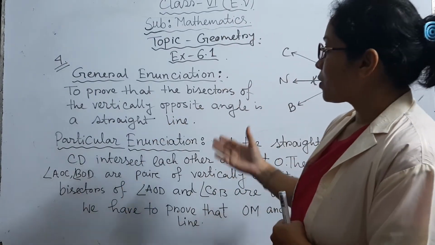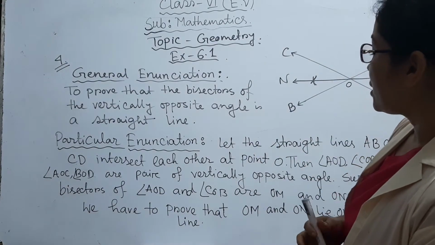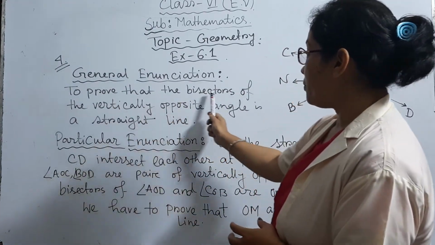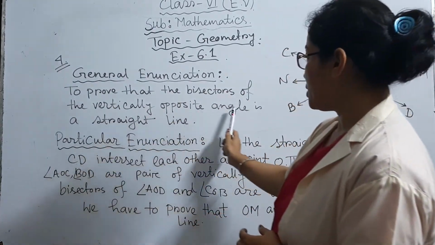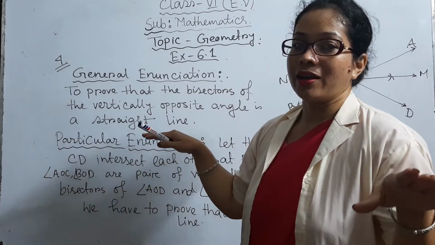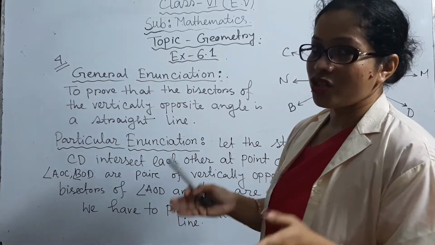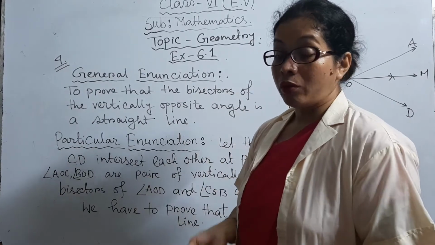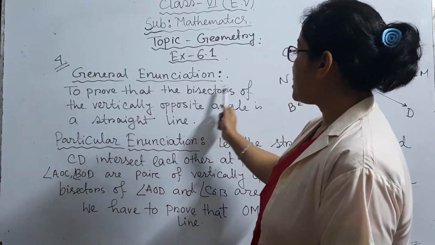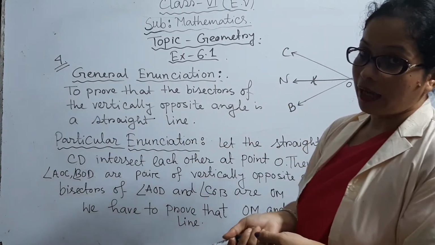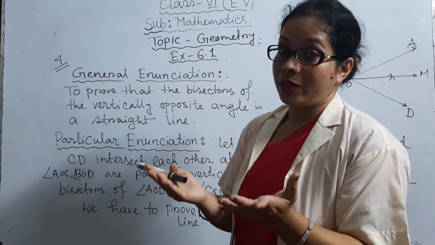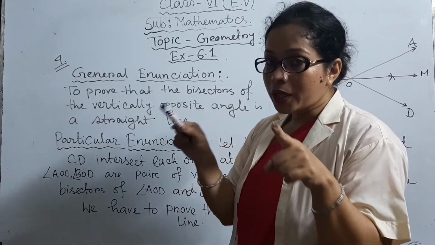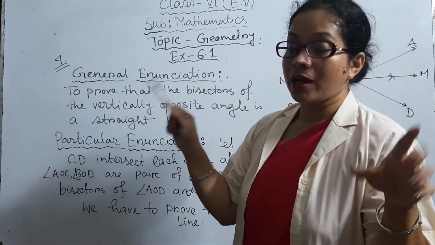Dear students, question number 4 is given. The general enunciation is: prove that the bisectors of the vertically opposite angles form a straight line. Again I am reading the general enunciation. We have to prove that the bisectors of the vertically opposite angles, and we know who the vertically opposite angles are, form a straight line. So the bisectors of any two vertically opposite angles will be a straight line. This one you have to prove.